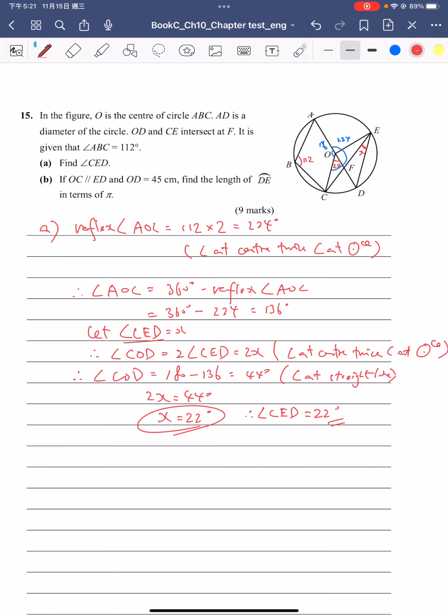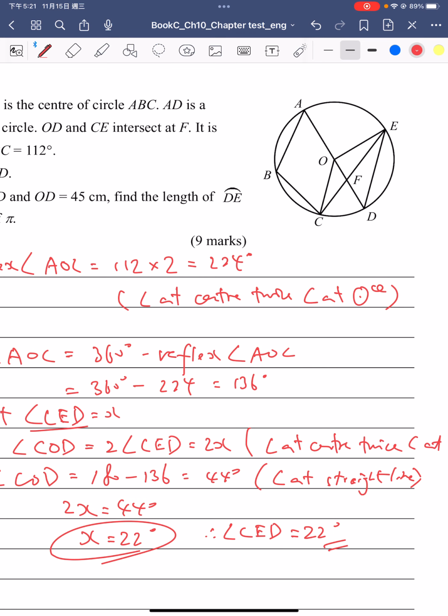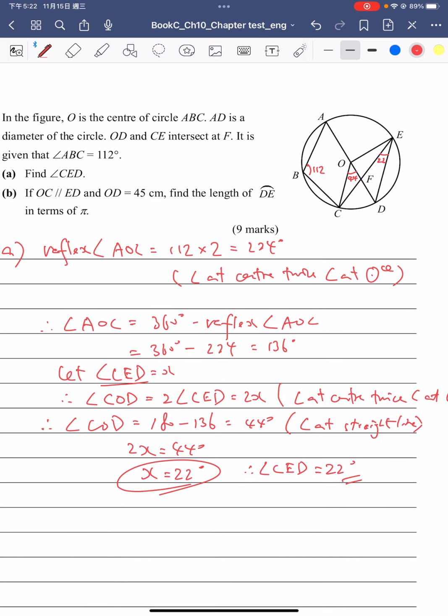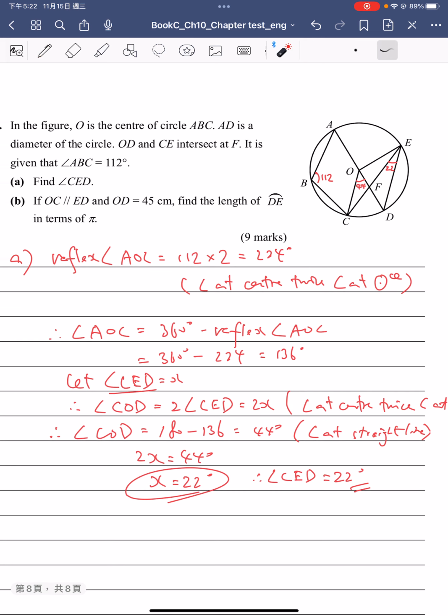So now we have part A, and we're going to do part B as well. We just erase something. Clearly, we have this equal to 22 degrees, this equal to 44, and this equal to 112. We don't need the reflex angle anymore, so we try to find it out.